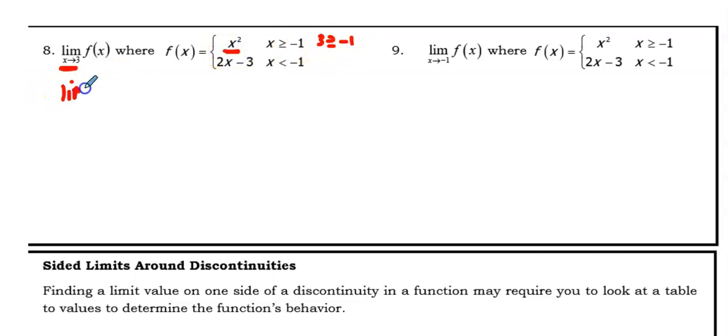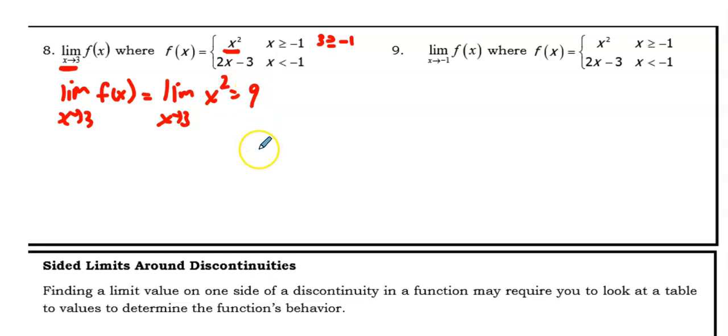So the limit as x approaches 3 of f of x is simply going to be equal to the limit as x approaches 3 of the function that this value falls into. And again, it could be anything greater than -1, and your function would be x squared, because I would be graphing a piecewise function of x squared. So this answer is going to be 9. Okay, just 9. So I don't care about the second part.